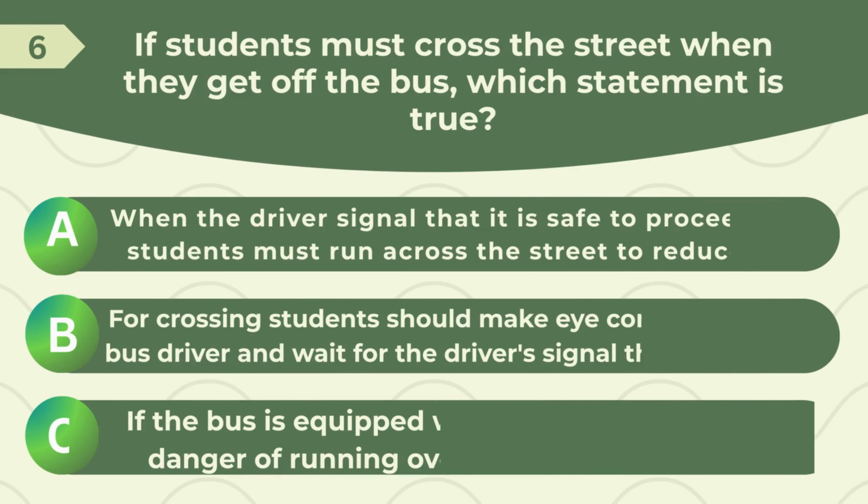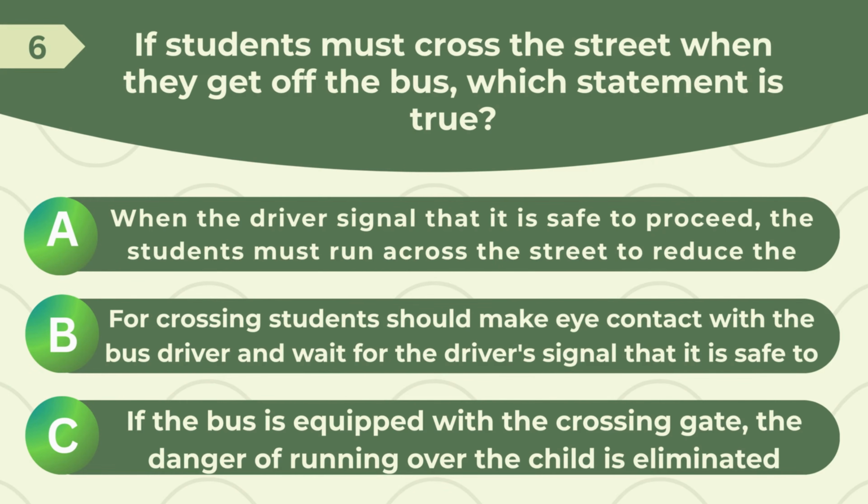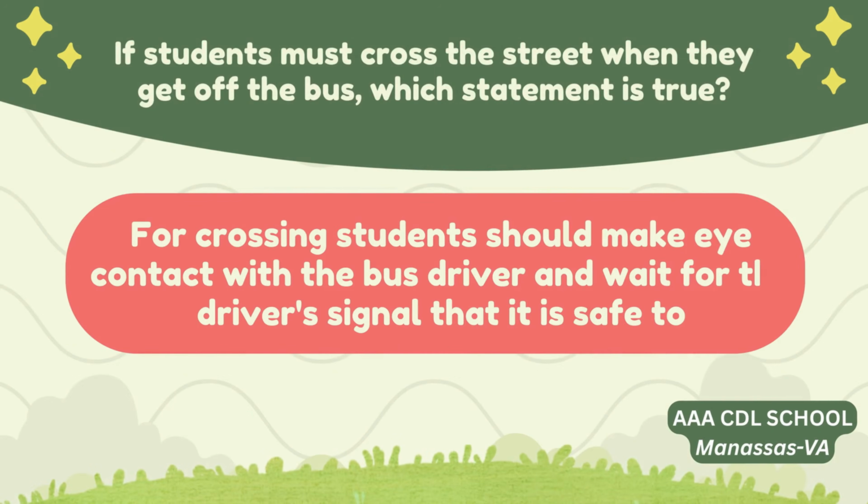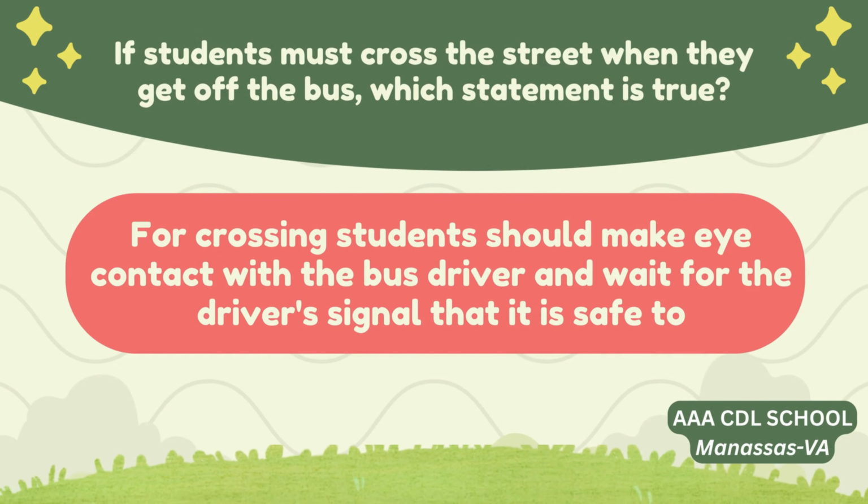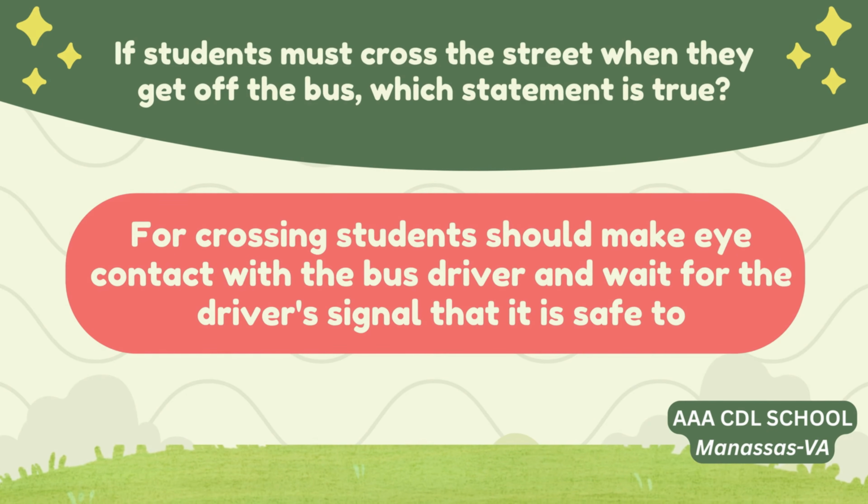If students must cross the street when they get off the bus, which statement is true? A. When the driver signals that it is safe to proceed, the students must run across the street to reduce the risk. B. For crossing, students should make eye contact with the bus driver and wait for the driver's signal that it is safe to cross. C. If the bus is equipped with a crossing gate, the danger of running over the child is eliminated. Correct answer: for crossing, students should make eye contact with the bus driver and wait for the driver's signal that it is safe to cross.